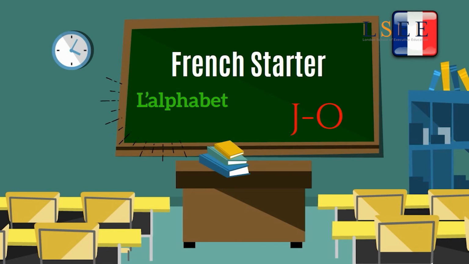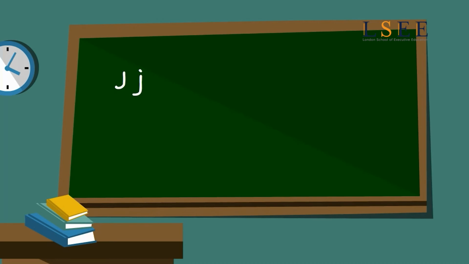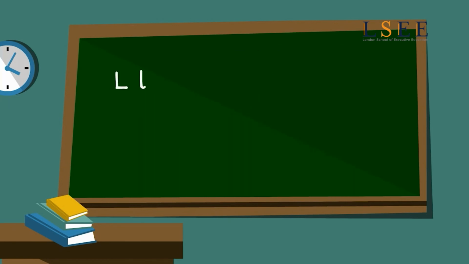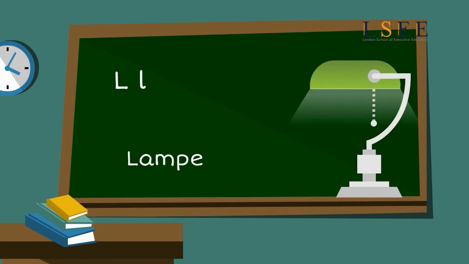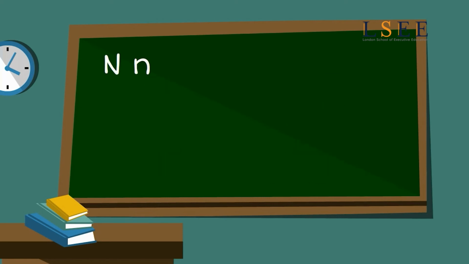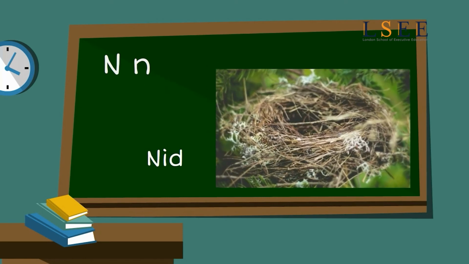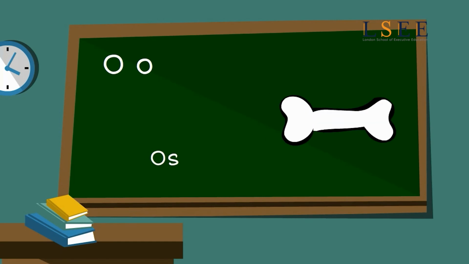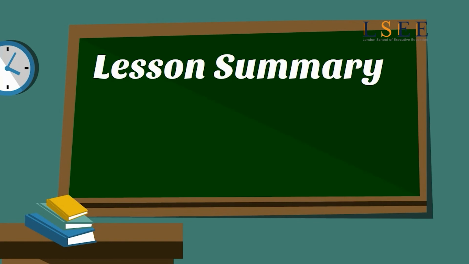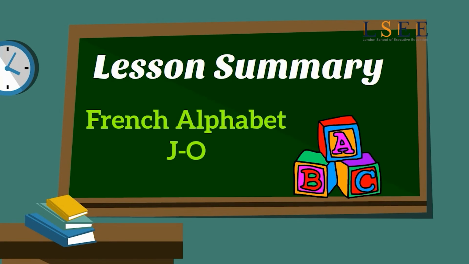L'alphabet. J, jambe. K, koala. L, lampe. M, maïs. N, nid. O, os. In this lesson, you learned the alphabet in French from J to O.